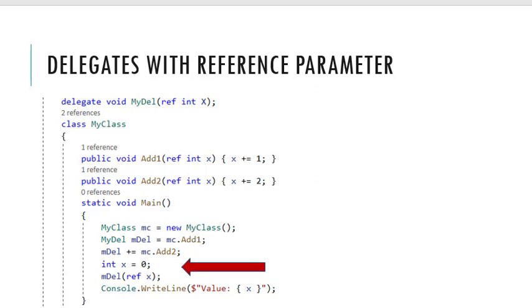Then an integer variable x is declared and its value is set to 0. Then x is passed to the delegate object by ref and the delegate is executed. And then the variable x is printed on the screen. So what's printed on the screen? The answer is 3 because the add1 method added 1 to the reference variable. Then add2 method added 2 to the variable. In this example, we have used instance methods, whereas in the previous example we used static methods.